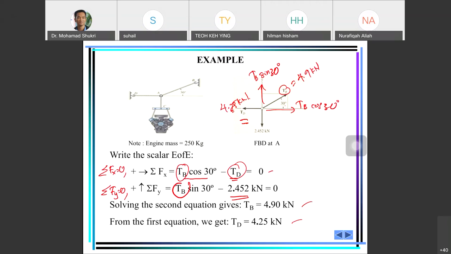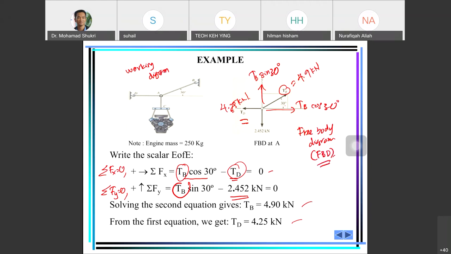So that's how you convert a working diagram. This one we call a working diagram, and this one we call a free body diagram, or FBD.